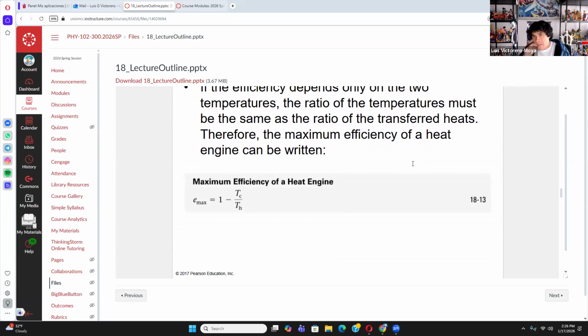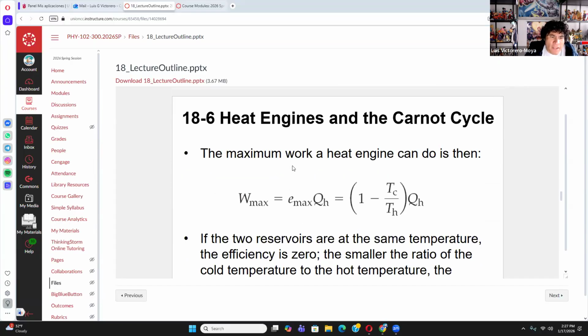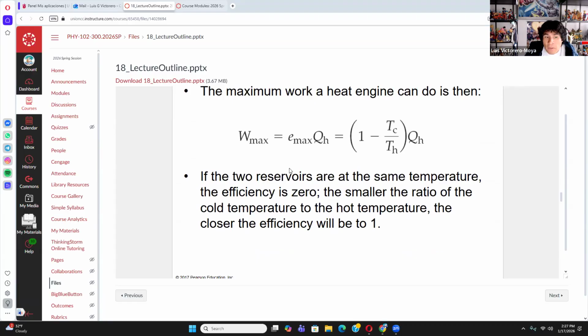So then the efficiency depends only on the temperature values of the hot and the cold spot. Okay. Again, when we do problems on this, you're gonna find that this is actually very simple. It's a nice application of the first law of thermodynamics. If the two reservoirs are at the same temperature, the efficiency is 0. The smaller the ratio of the cold temperature to the hot temperature, the closer the efficiency will be to 1. So basically, you don't want to have a lot of heat loss in the exhaust.